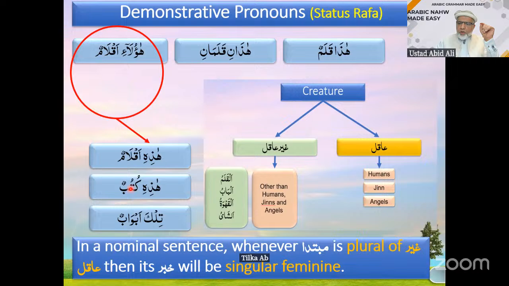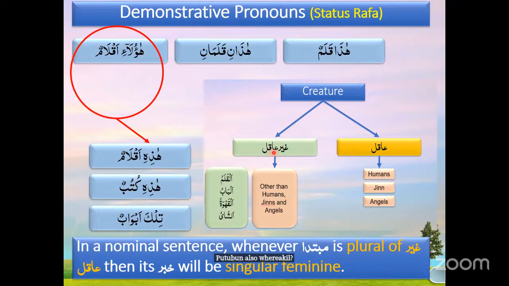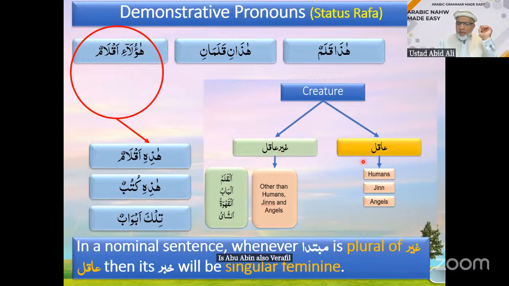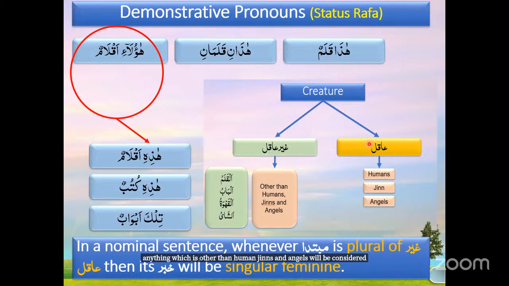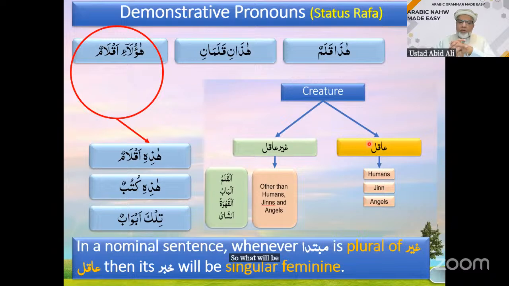Is kutubun also ghair aqil? Yeah. Is abwabun also ghair aqil? Yes. Anything which is other than human, jinns, and angels will be considered ghair aqil, right? So what will be the ishara for that? Singular feminine. So for ismul ishara, the singular feminine is hazihi.